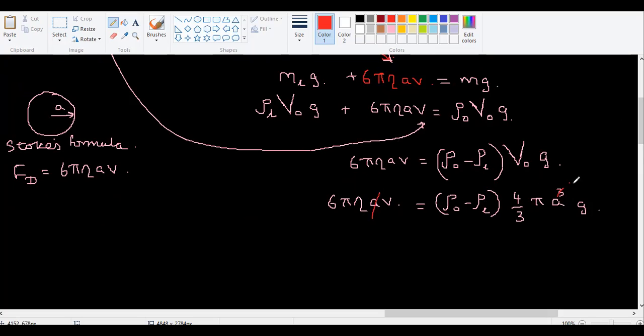A cancels, a square, pi cancels. 6 and 4 cancels, 3 and 2. This 3 comes on the side, it will become 9. So Vt, we call this as terminal velocity. Eta comes on the side, so 2 by 9. Eta also goes to the bottom. A square into G, then rho naught minus rho L.